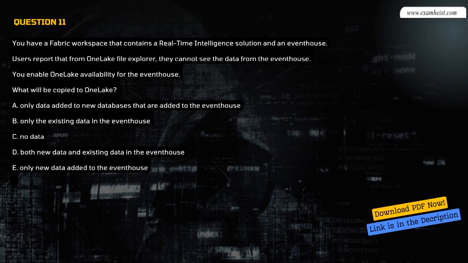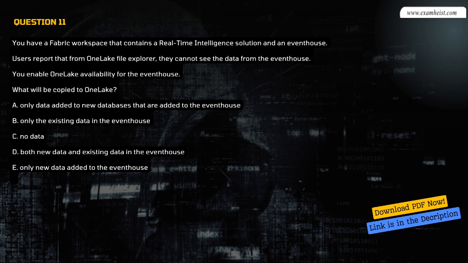Question 11. You have a Fabric workspace that contains a real-time intelligence solution and an event house. Users report that from OneLake File Explorer, they cannot see the data from the event house. You enable OneLake availability for the event house. What will be copied to OneLake? A. Only data added to new databases that are added to the event house. B. Only the existing data in the event house. C. No data. D. Both new data and existing data in the event house. E. Only new data added to the event house. Speaking ahead, the correct answer is E.